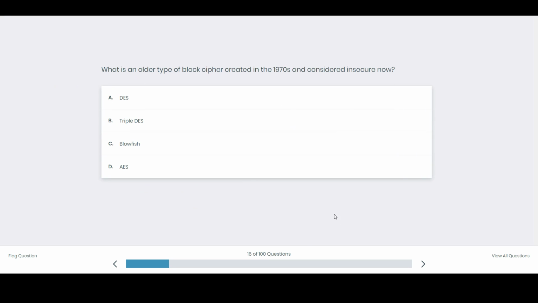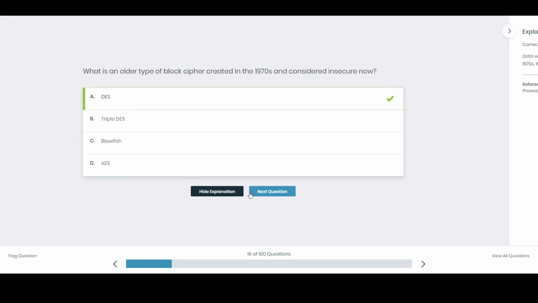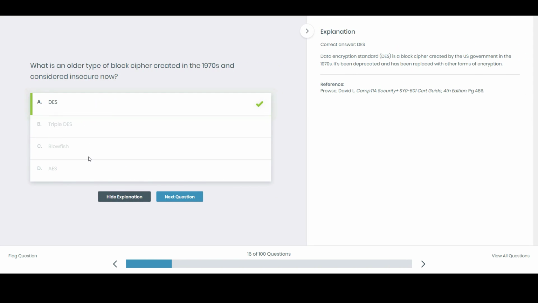All right. What is an older type of block cipher created in 1970? I think this. Yeah, because Triple DES is the upgraded Blowfish. I don't know this one. This is a new one. So this, yeah. There's the Data Encryption Standard in 1970 used by the US government.